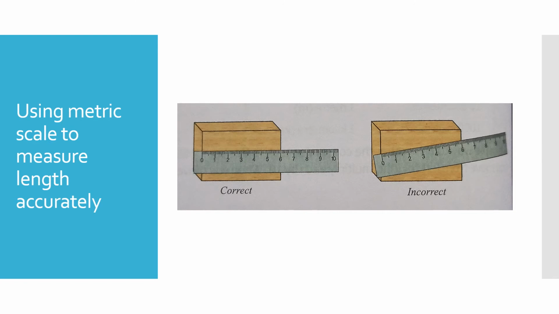Now, if we are using a metric scale, how will we measure the length accurately? In this picture, you can see the measurement of a cardboard by placing the ruler. The placing of the ruler matters: exact placing will give the correct measurement, and if we do not place the ruler exactly, it will give us incorrect measurements. So this is the way of measuring the length of any object.